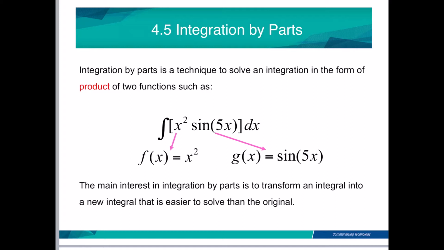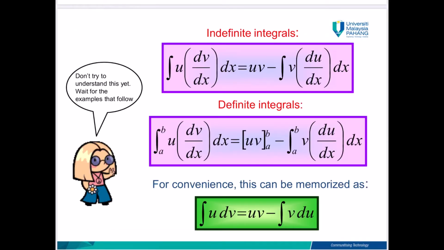In this question, there are two different functions, where x squared is an algebraic or polynomial function, and sine 5x is a trigonometric function. The main interest in integration by parts is to transform an integral into a new integral that is easier to solve than the original. For integration by parts, there's a formula.